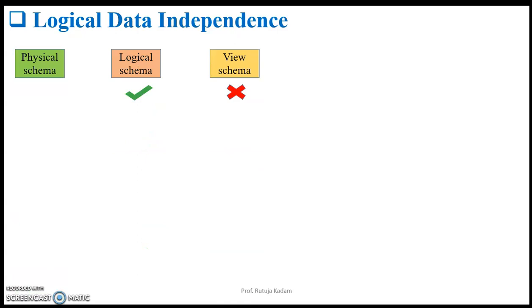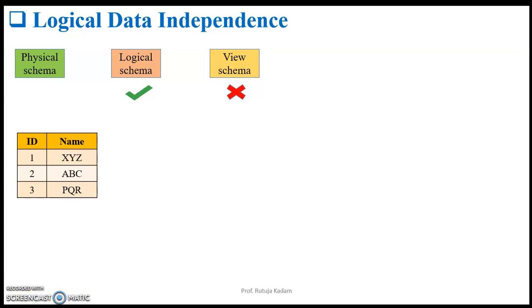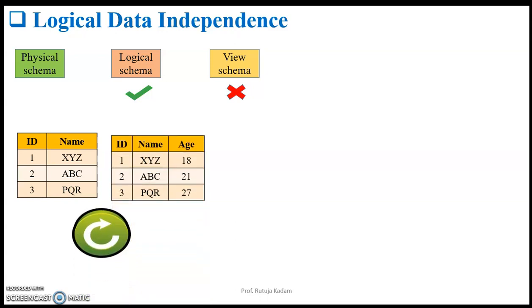Then let us go to the logical data independence. In logical data independence, if the logical schema is changed, then view schema, that is the next higher level, is not altered. So here the table initially was with two attributes, ID and name. Now it has been updated with one more column, that is ID, name and age. That is, some updations have been made. That means the logical schema has been changed. So if it has been changed, there are no alterations in the view schema.